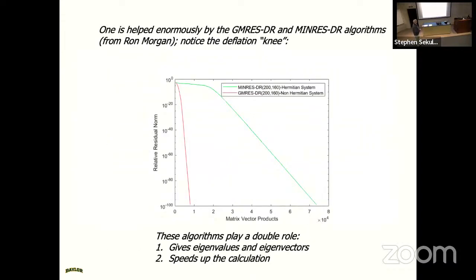In addition, if you use GMRES-DR, the DR stands for deflated restarted. These are techniques that my colleague at Baylor, Ron Morgan, has originated. This is for general, non-Hermitian systems. MinRes is for Hermitian systems. What happens is these methods also help you speed up your matrix inverses.